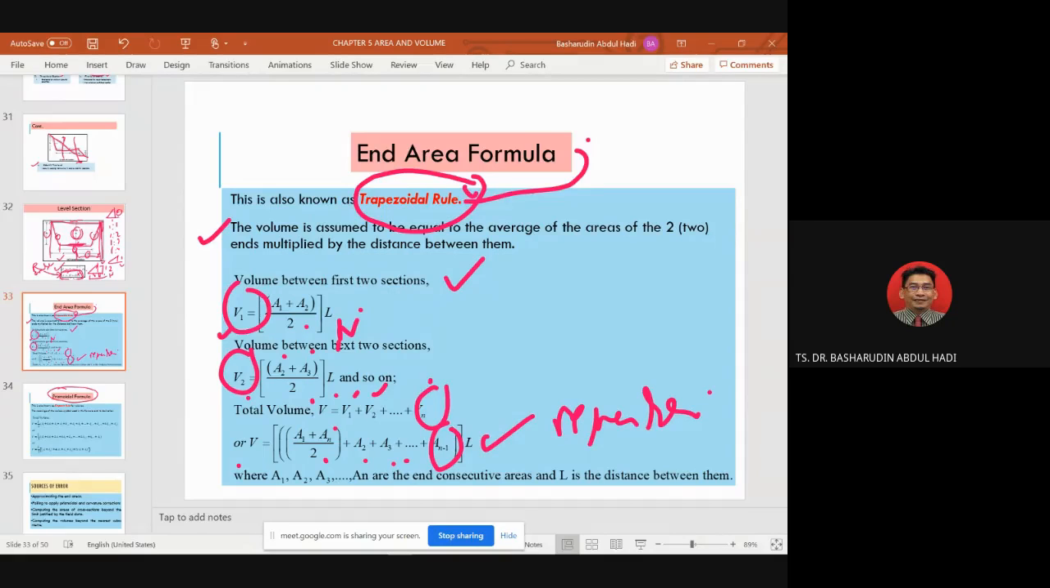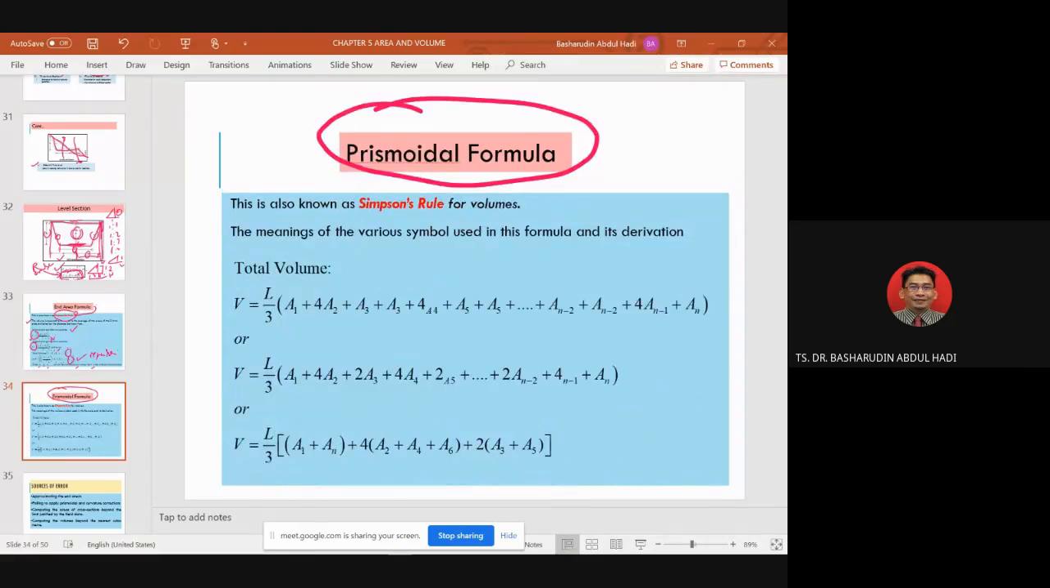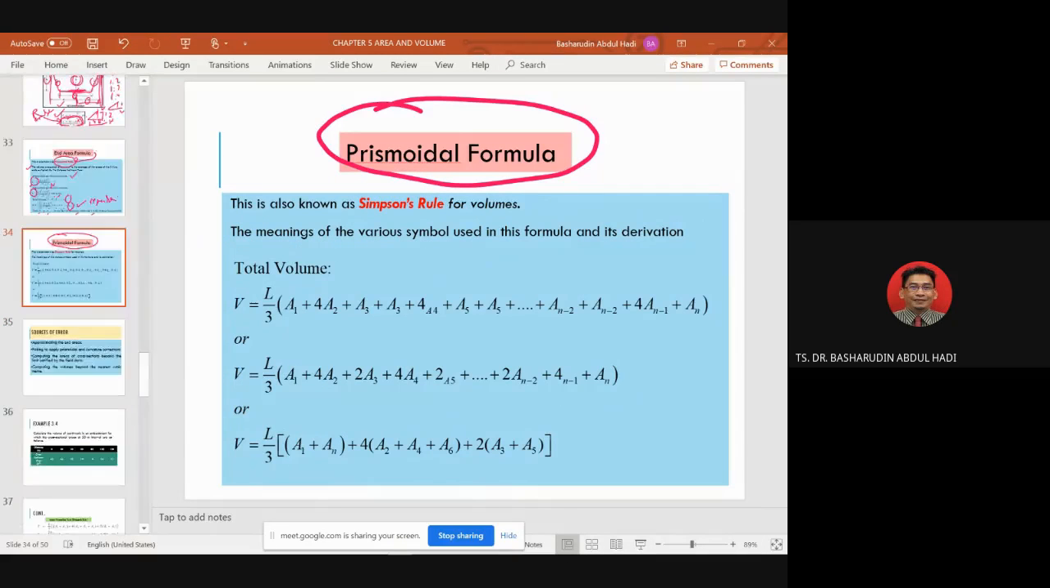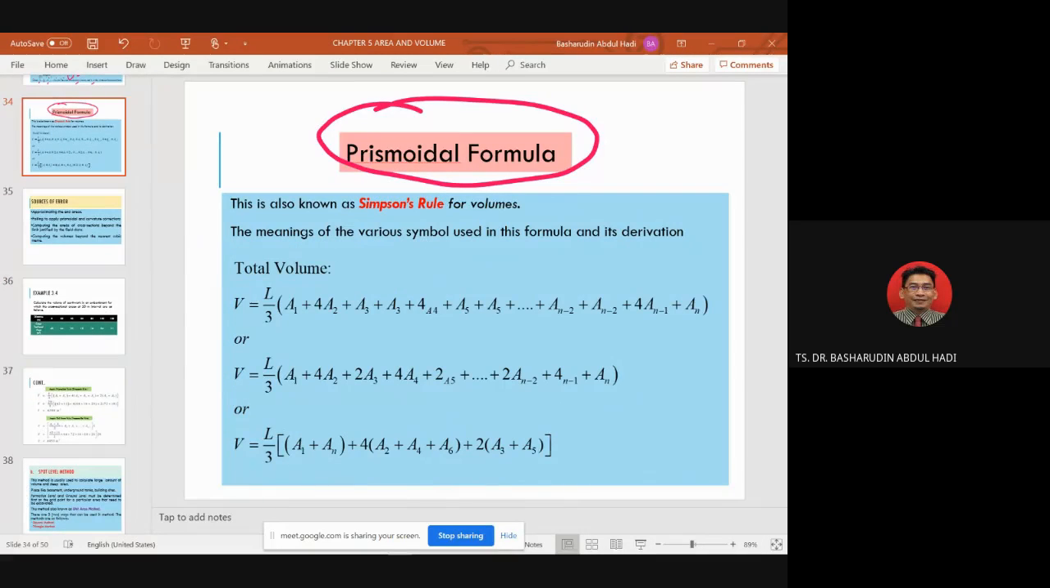Where area 1, area 2, area 3 are consecutive areas and L is the distance between them. Meanwhile, we also call it the Prismoidal formula. What do they consider? We also call it Simpson's rule. Simpson's rule and the Prismoidal formula are the same. And the meaning of the various symbols used in this formula and its explanation.